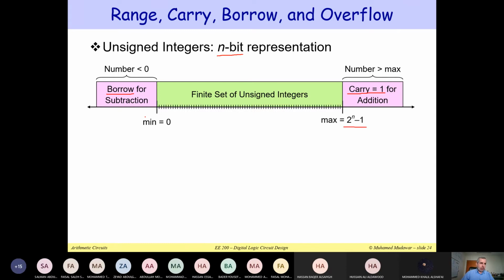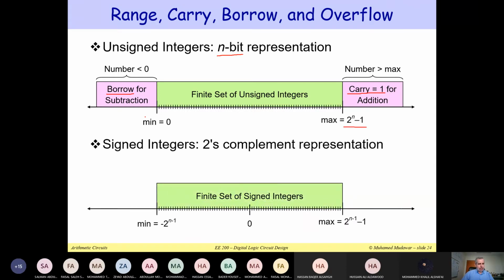In the case of signed integers, you have 0 in the middle. If you are using n bits to represent signed integers in the 2's complement representation, what's the range? The minimum will be negative 2 to the power n minus 1. Notice the exponent is n minus 1 here, because half of these values will be negative. Starting at minus 1, minus 2, minus 3, all the way to this minimum, negative 2 to the power n minus 1. For example, if n is equal to 8, it will be negative 2 to the power 7, which is negative 128.